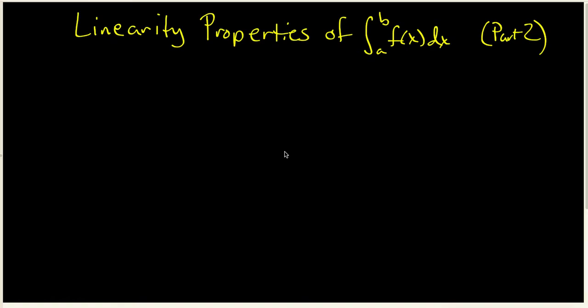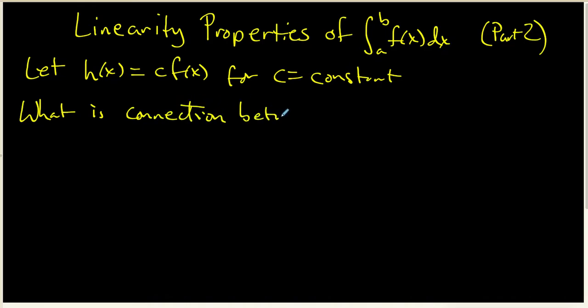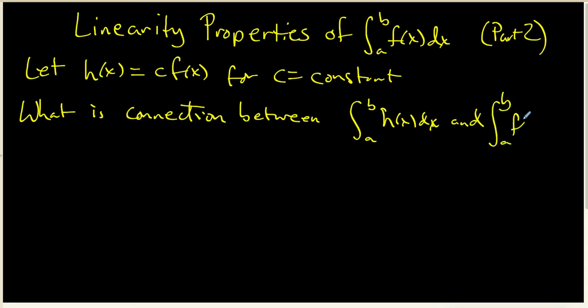In this video, we're going to continue to investigate the linearity properties of the definite integral. So we're going to start by letting h of x be equal to c times f of x for c being some constant. And our question is, what is the connection between the definite integral from a to b of h of x dx and the definite integral from a to b of f of x dx.